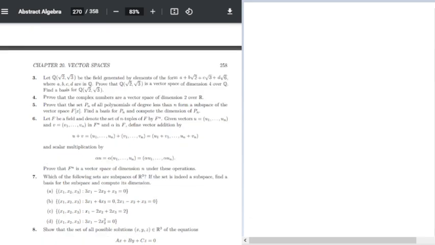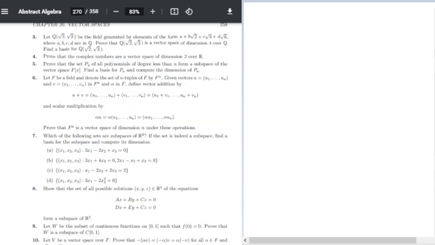Alright, prove that the complex numbers are a vector space of dimension 2 over R. It's mainly that we can make an additive isomorphism between C and R squared. It's going to be the same thing, so I'm not going to reiterate it. Prove that the set Pn of all polynomials of degree less than n forms a subspace of the vector space of functions f of x. Find a basis for Pn and compute the dimension of Pn.